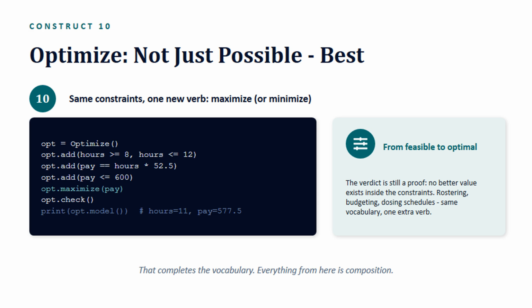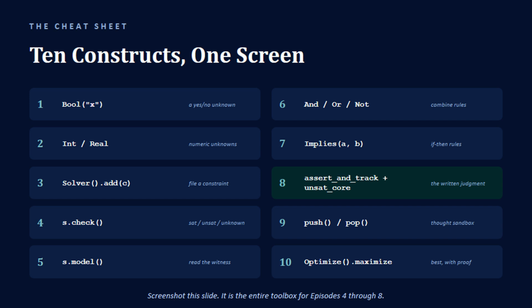And with that, the vocabulary is complete. 10 constructs. Everything you will see for the rest of this series, the linting, the guardrails, the plan verification, the 4C layer, is these same 10 pieces, composed. Here is the whole episode on one screen, and yes, this slide is designed to be screenshotted. Constructs 1 and 2 declare the unknowns. 3 through 5 run the courtroom: file, verdict, witness.